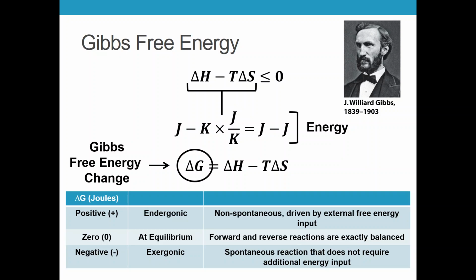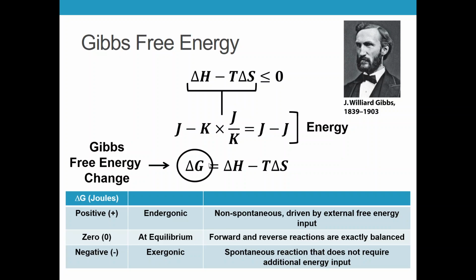Now, if we look at the units here, your delta H is going to have units of joules. Delta H minus T, which is a temperature. This temperature is expressed in units of Kelvin. So here you have Kelvin times delta S, which has units of joules per Kelvin. The Kelvins are going to cancel. We wind up with joules minus joules, and this is an energy term. So this leads us to the full Gibbs free energy equation.